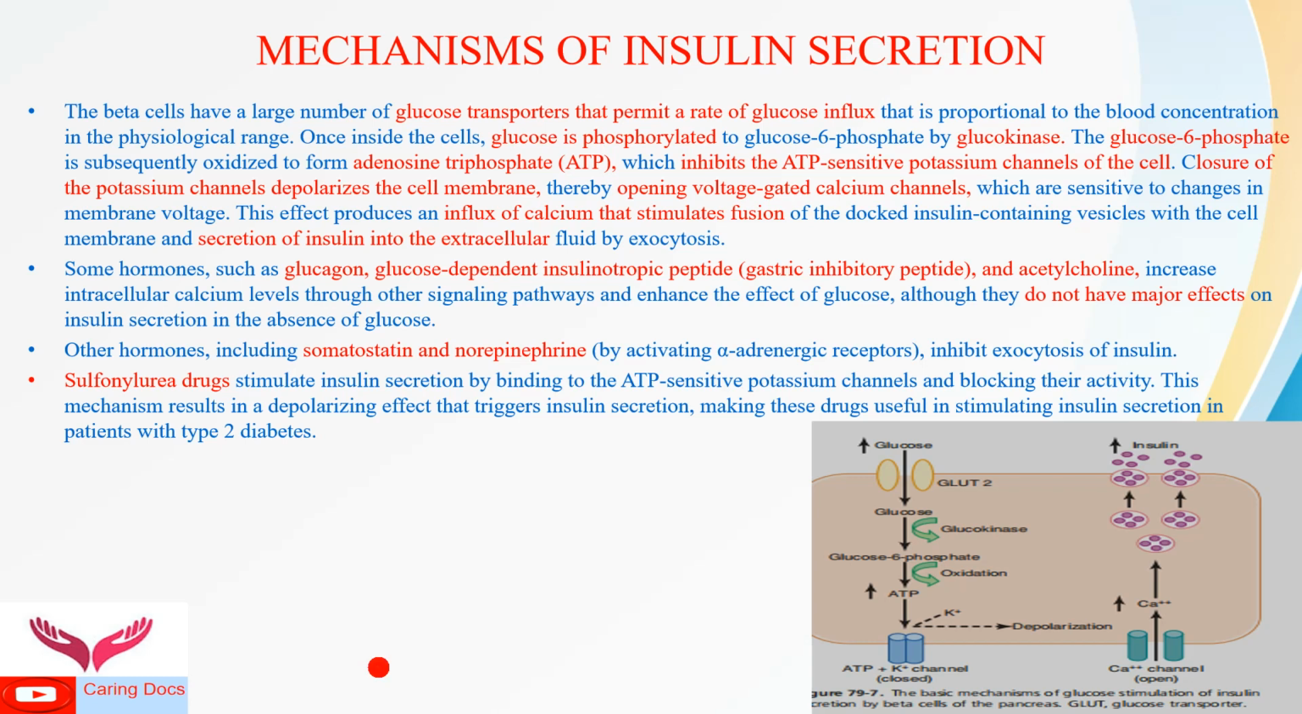Sulfonylurea drugs stimulate the insulin secretion by binding to ATP sensitive potassium channels and blocking their activity. This mechanism results in a depolarization effect that triggers the insulin secretion, making these drugs useful in stimulating insulin secretion in patients with type 2 diabetes. Sulfonylureas basically enhance the insulin secretion from the pancreas.